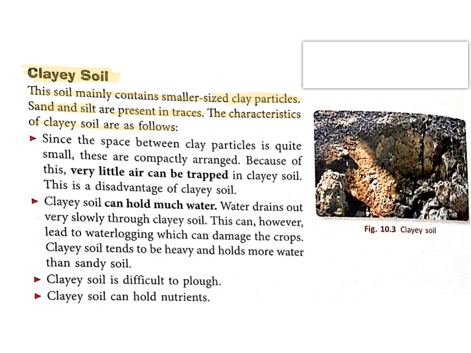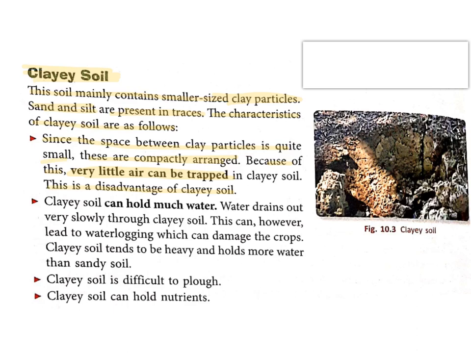The first characteristic is, since the space between the clay particles is quite small, these are compactly arranged. Because of this, very little air can be trapped. So this is the first characteristic, that very little air is present in clay soil. This is a disadvantage of clay soil.